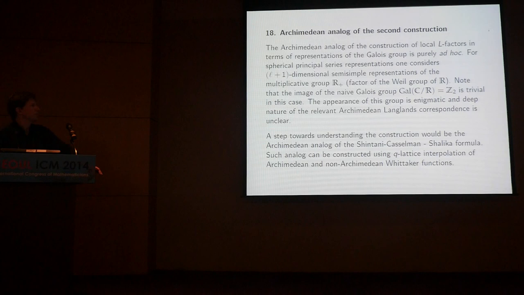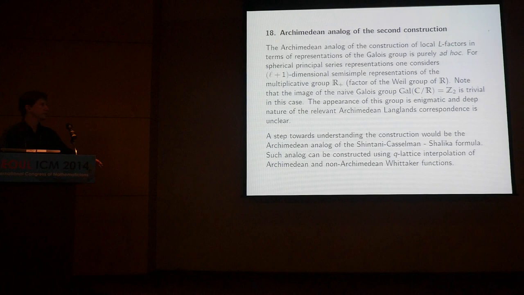And the appearance of this group is enigmatic, and the deep nature of the relevant Archimedean correspondence is actually unclear, conceptual, not formal. And one of the steps towards understanding this second construction's relation with the first construction should be finding the Shintani-Casselman-Shalika formula, because it encompasses Langlands duality in the most concise way. And such an analog indeed can be constructed using q-lattice interpolation of the Archimedean and non-Archimedean Whittaker function.